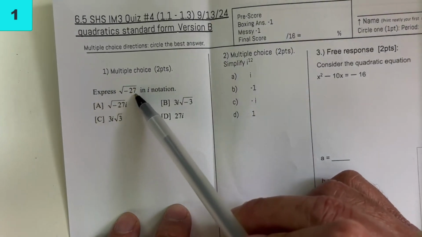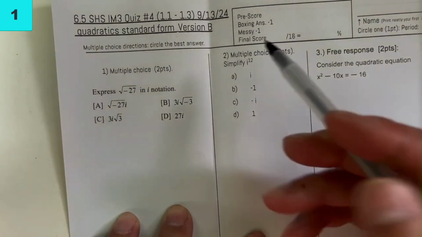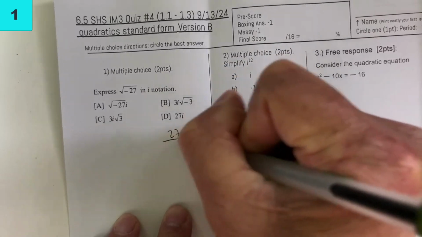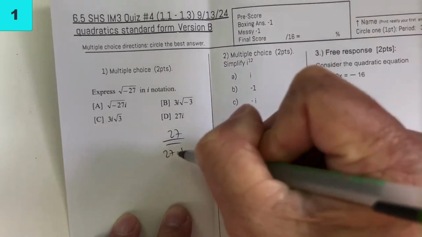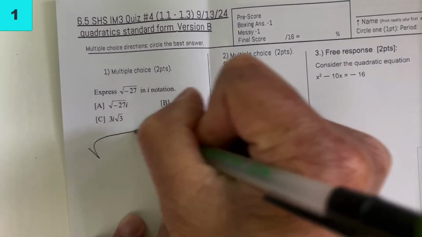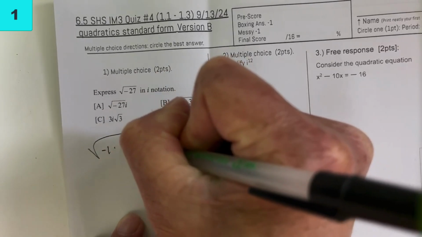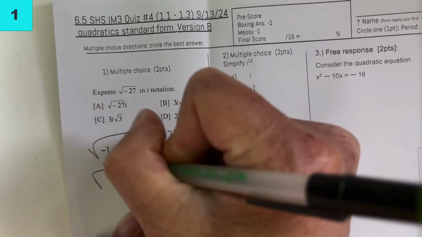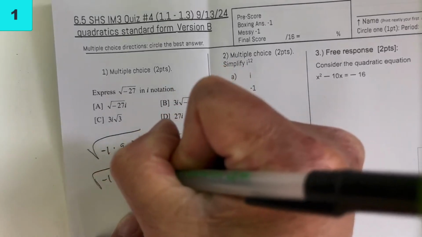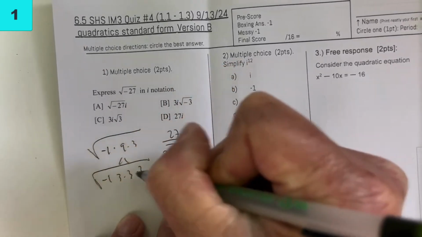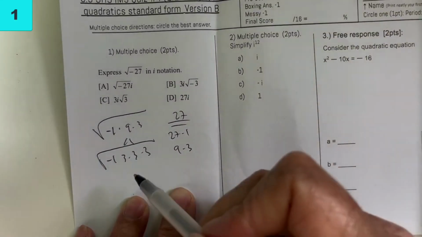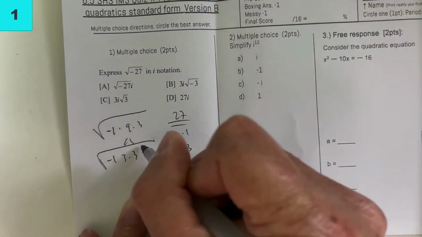Express the square root of negative 27 in i notation. Factors of 27 are 27, 1, 9, and 3. So I have negative 1 times 9 times 3. The 9 can be broken up into two 3s. Remember, you can always multiply everything in the radicand to get back to the original. You have a pair.